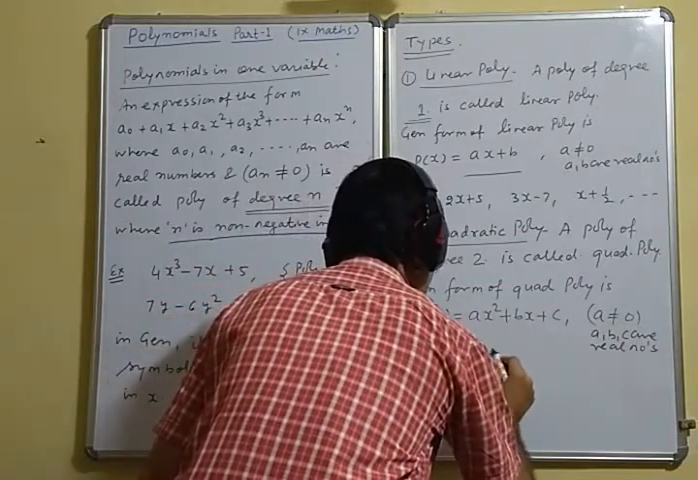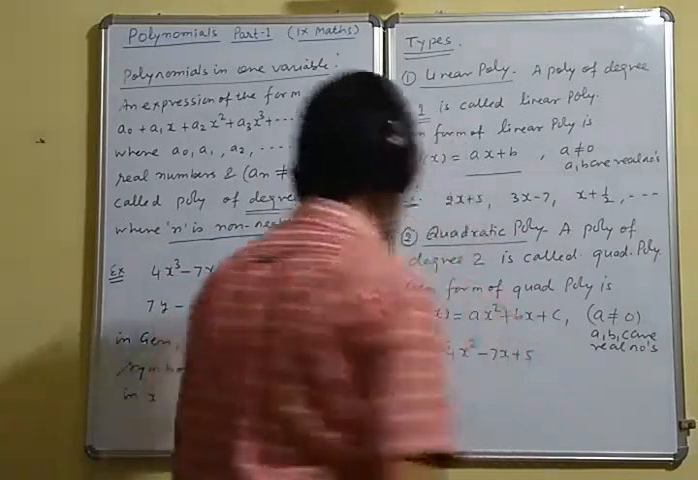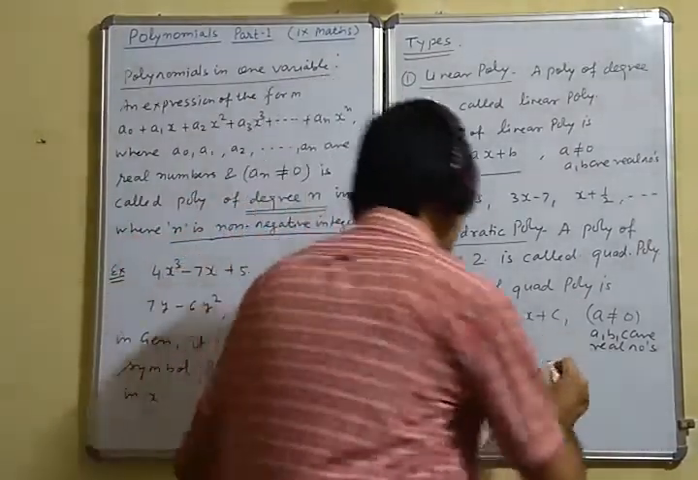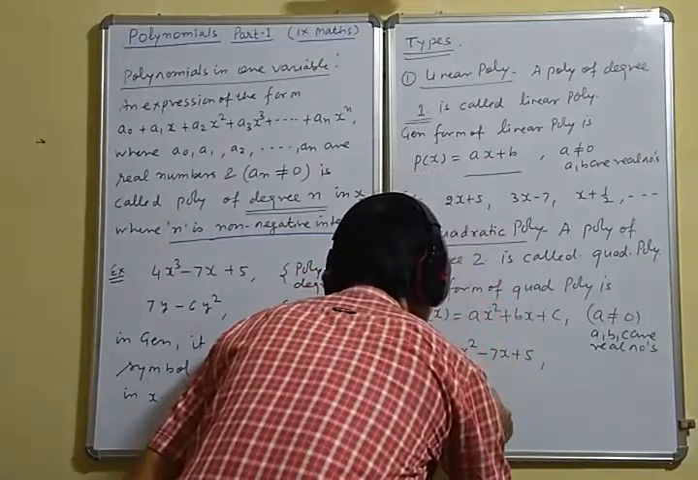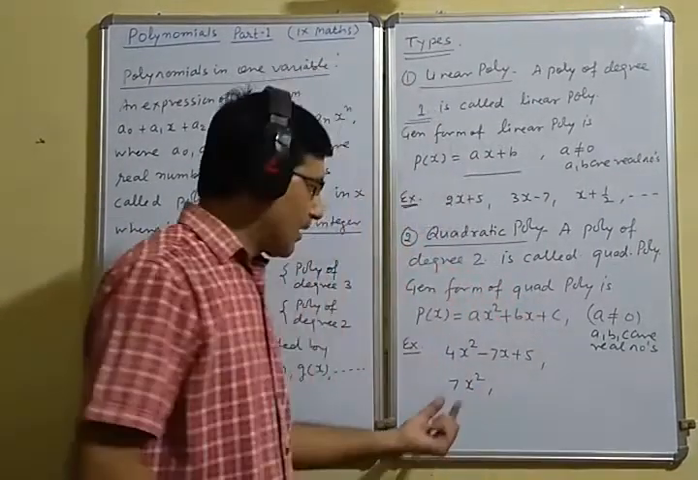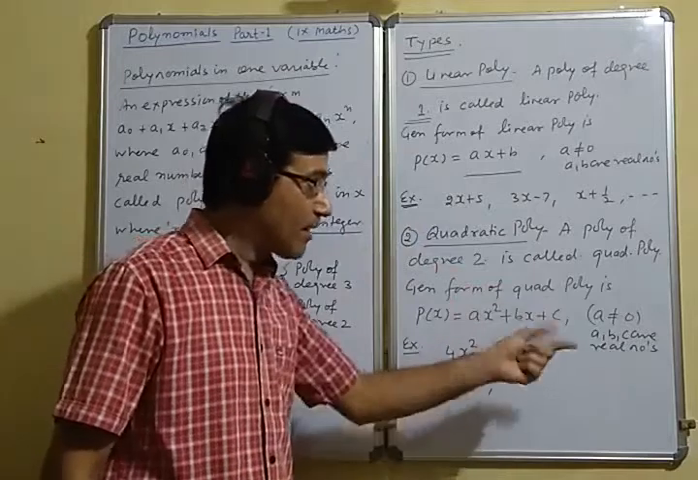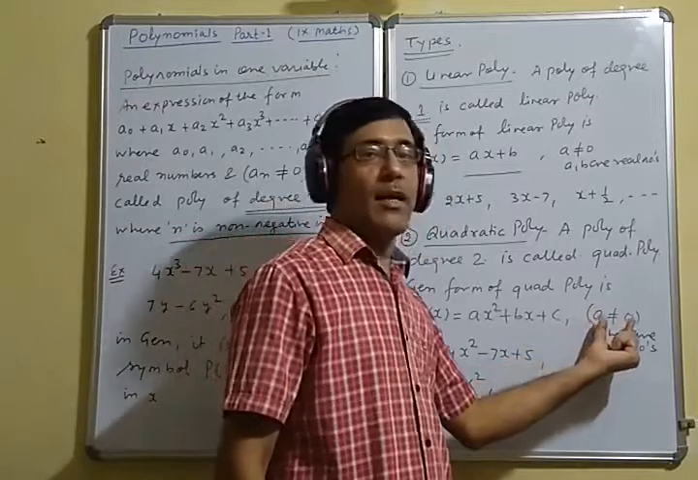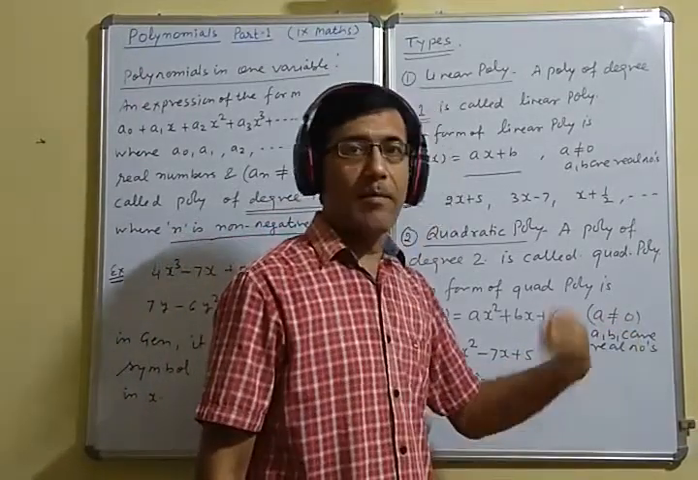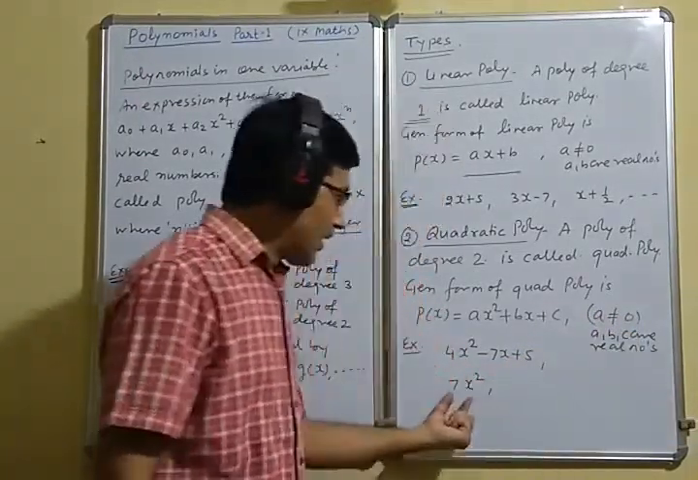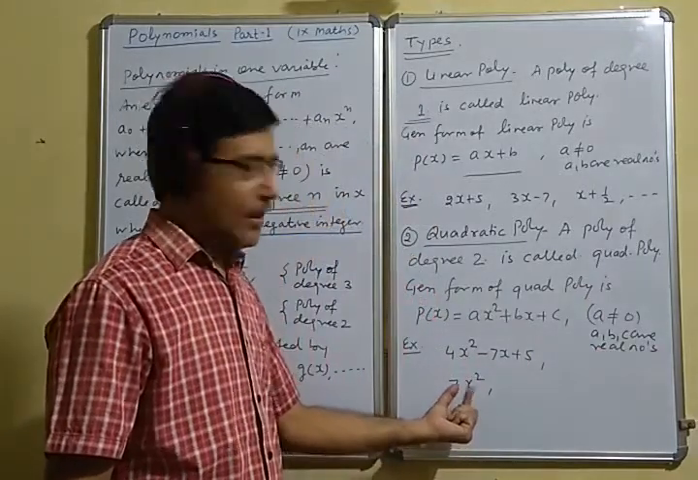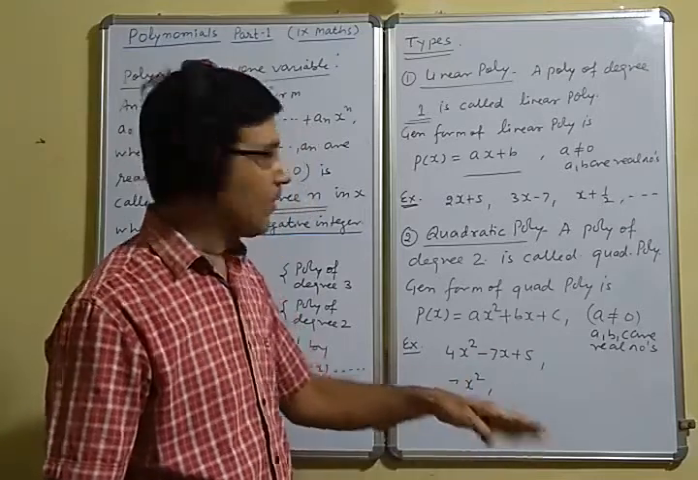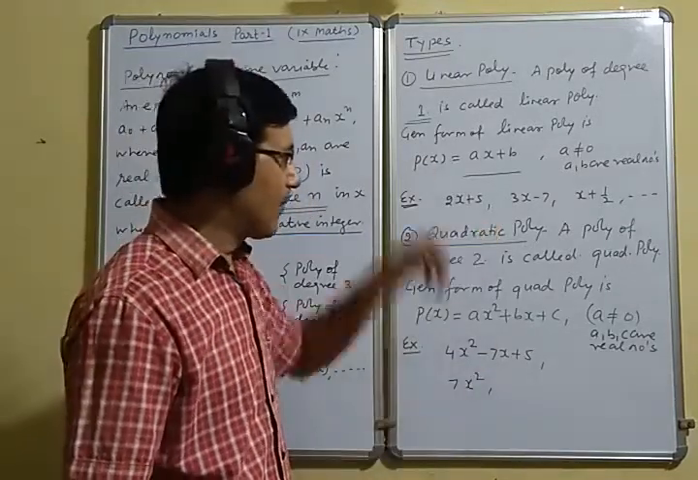So you can take an example: 4x square minus 7x plus 5. This is a quadratic polynomial because its degree is 2. You can also write it as 7x square. This is once again a quadratic polynomial. b may be 0, c may be 0. a, b, c are real numbers. Only a cannot be 0. Here the value of a is 7 and it is x square, so its degree is 2. That's why it is a quadratic polynomial.